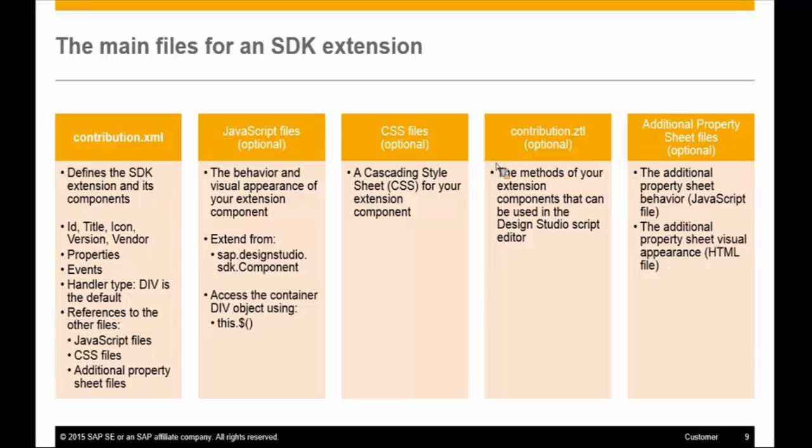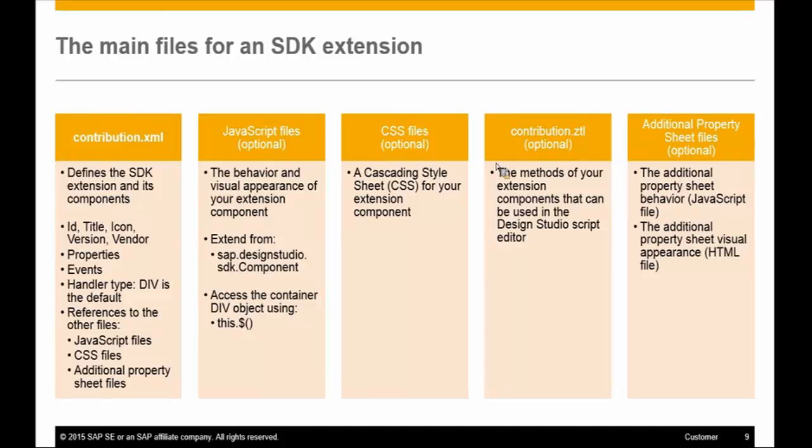And you can also, in this file, say what type of control you're developing. So we're going to use div, which is just the standard type of content on a web page. If you've done HTML, you'll see divs all over the place. We're just going to use div for that, and that's a default one, but you can also do UI5 based components as well if you want to, but that's for a different session. This is just an introduction to the SDK. And finally, you can reference other files that your component needs. So that could be JavaScript files, CSS files, and the additional property sheet for Design Studio as well if you also need that.